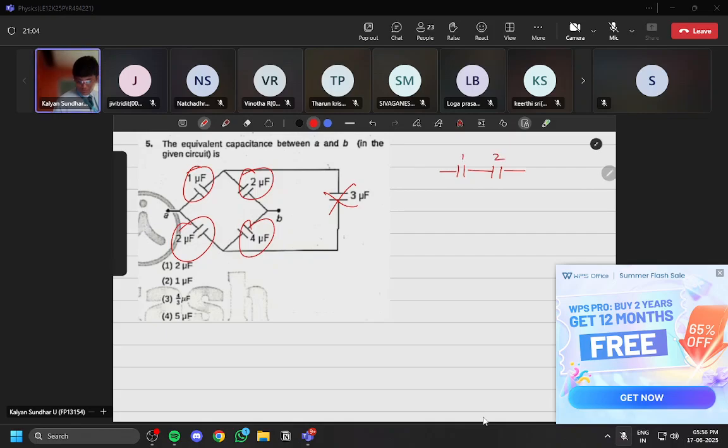So 1 and 2 will be in series, and 2 and 4 will be in series. This is point A and this is point B. Correct? So this will be 2 by 3 and 4 by 3. So now ultimately C equivalent will be equal to 2 by 3 plus 4 by 3, which will be 6 by 3, which will be 2. Option is the first option.